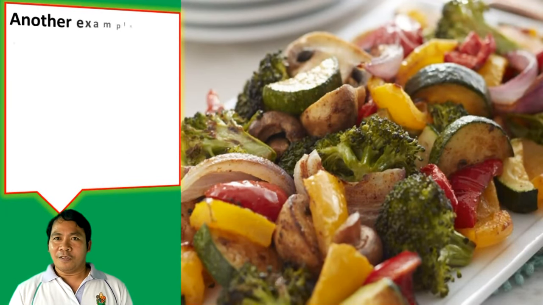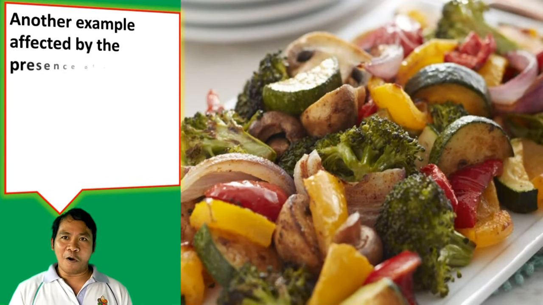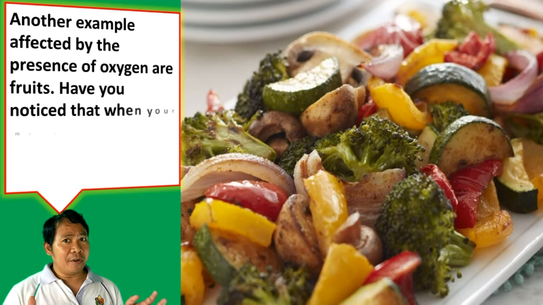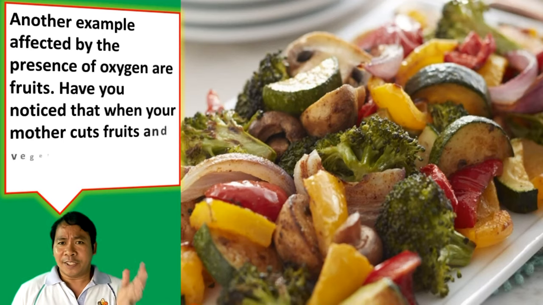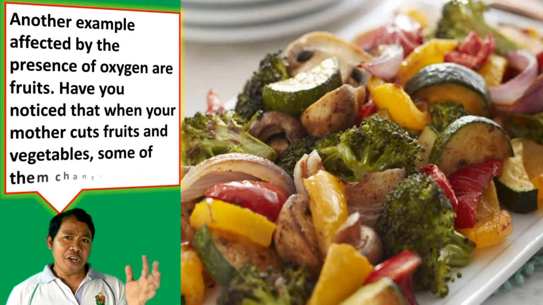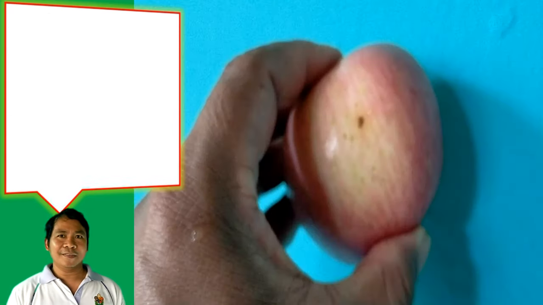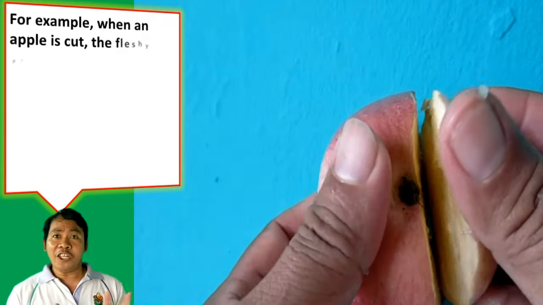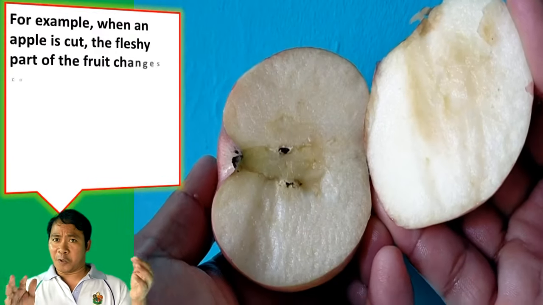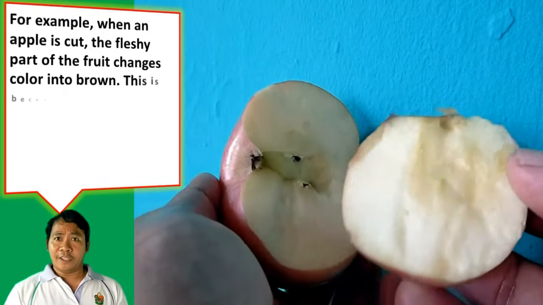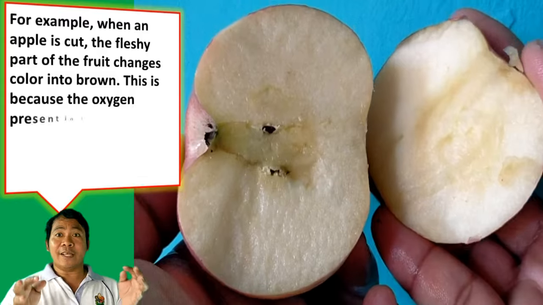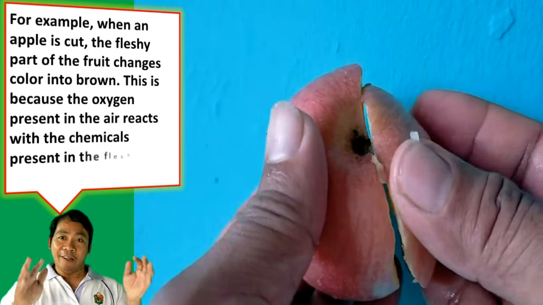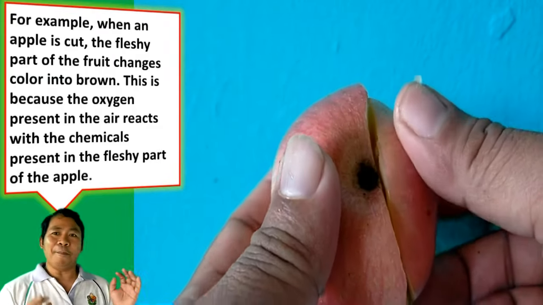Another example affected by the presence of oxygen are fruits. Have you noticed that when your mother cuts fruits and vegetables, some of them change in color? For example, when an apple is cut, the fleshy part of the fruit changes color into brown. This is because the oxygen present in the air reacts with the chemicals present in the fleshy part of the apple.